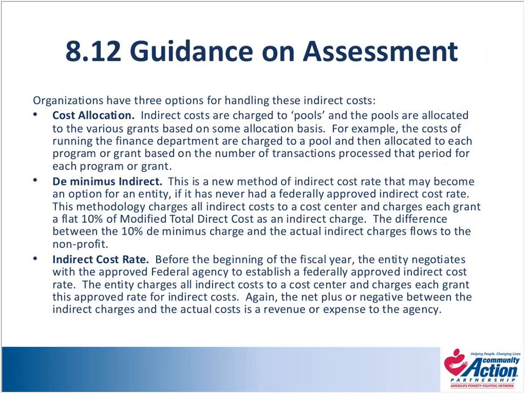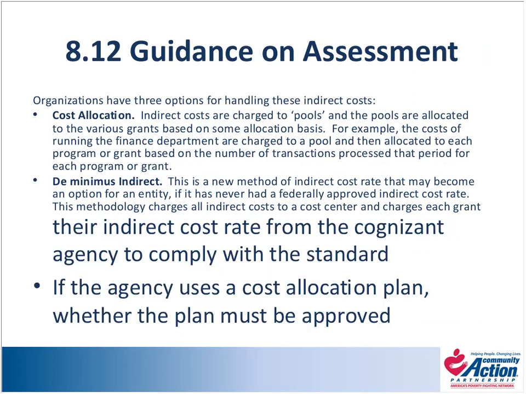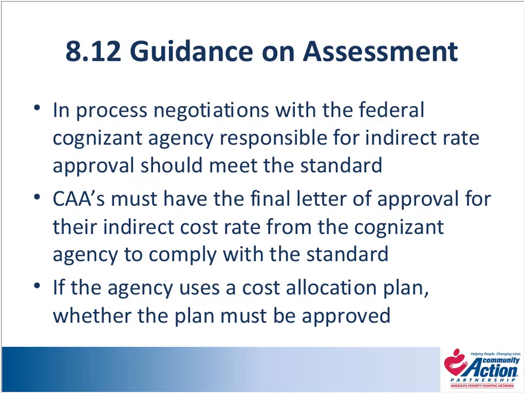And for guidance on assessment, again, in-process negotiations with the federal cognizant agency responsible for the indirect rate approval should meet the standard, but again, check with your state office. If you don't have that indirect cost rate approved when you're being assessed, you need to make sure it's okay to follow up with them when that process is complete to show you're in compliance.